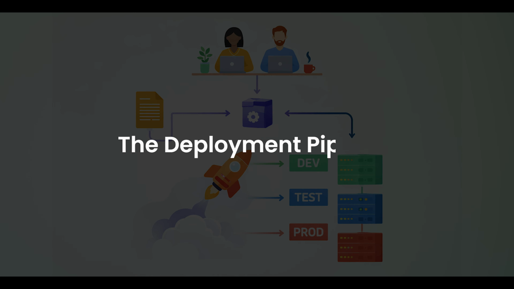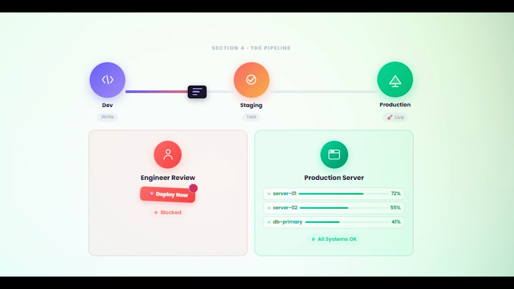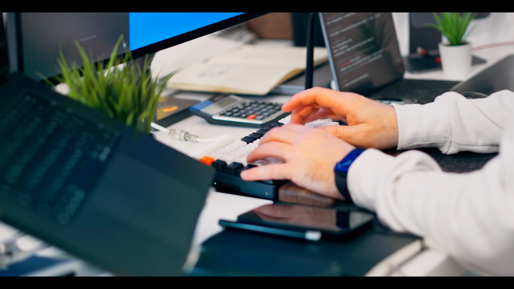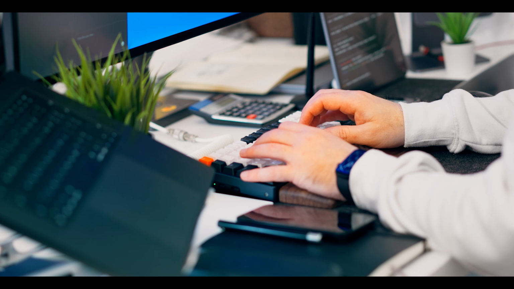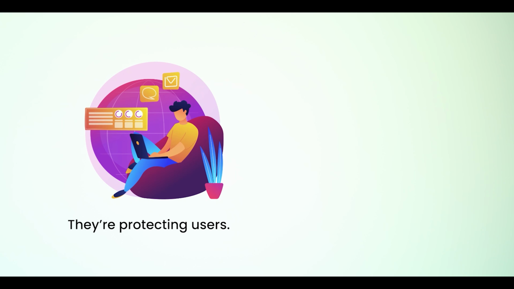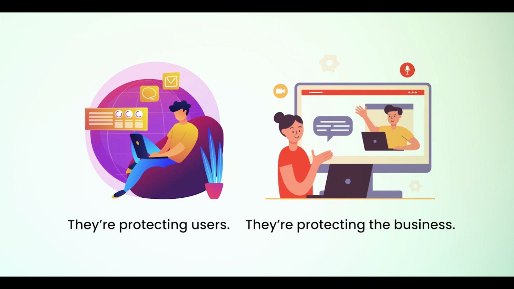The deployment pipeline. Changes move through a controlled pipeline. Each stage reduces uncertainty. Each stage protects users. And if something goes wrong, teams can roll back. When engineers say, "We can't push this yet," they're not slowing progress. They're protecting users. They're protecting the business.